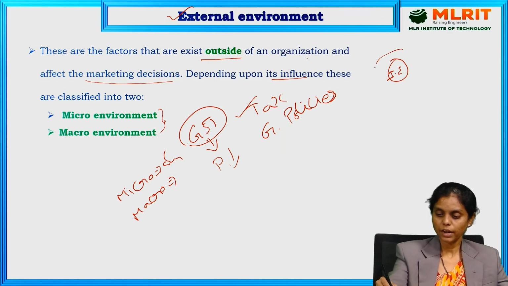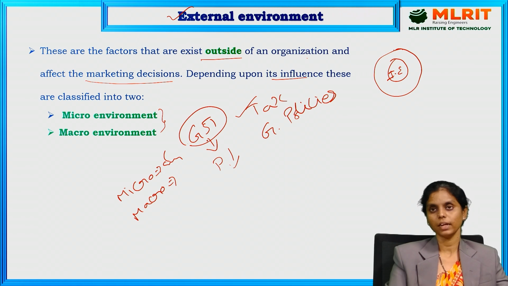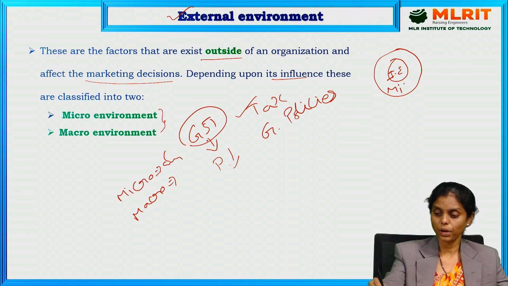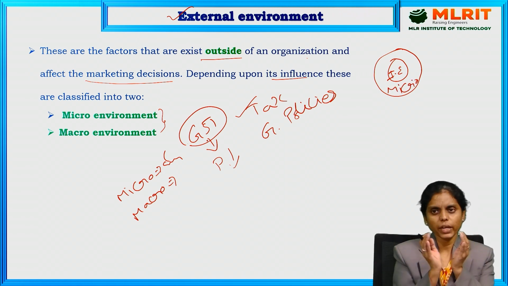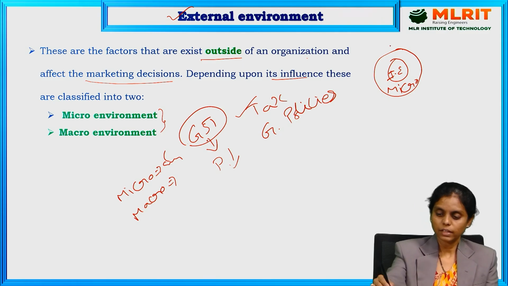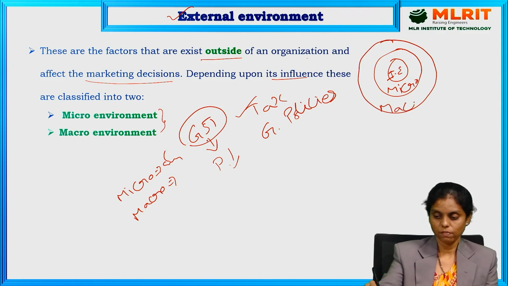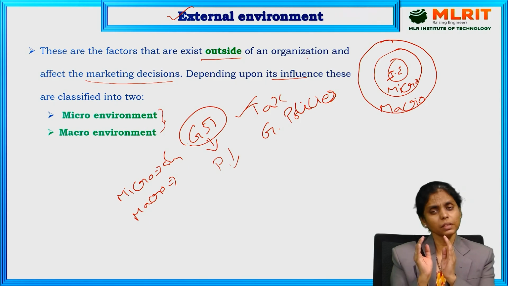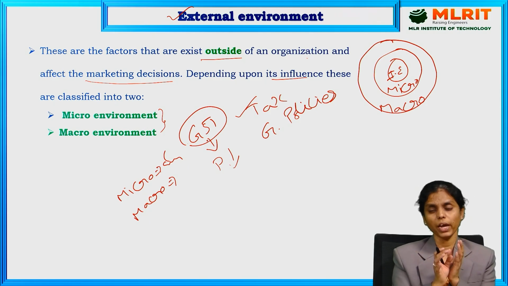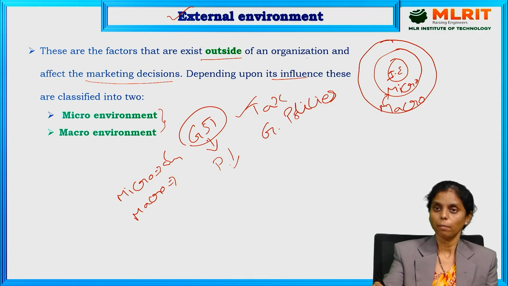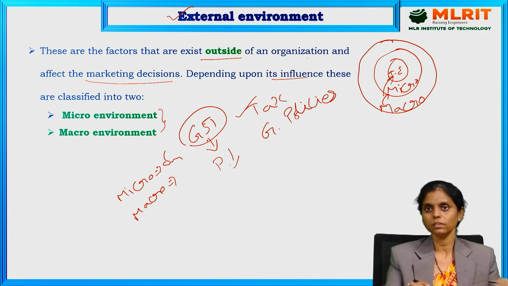This internal environment is affected by another aspect. This is the micro environmental factor, which is very close to the organization. And the next one that we have, the larger one, is macro environmental factors. There are more and more of these, but their influence might not be directly on the organization. This will influence micro environmental factors as well as the internal environment.